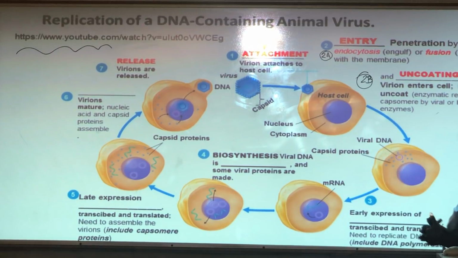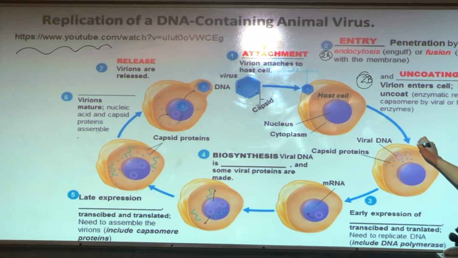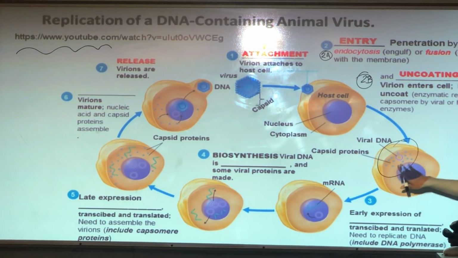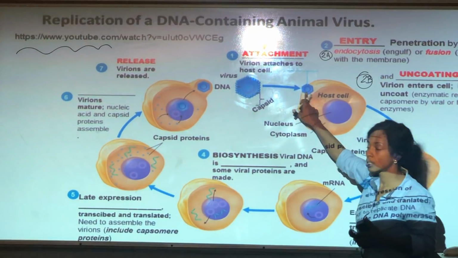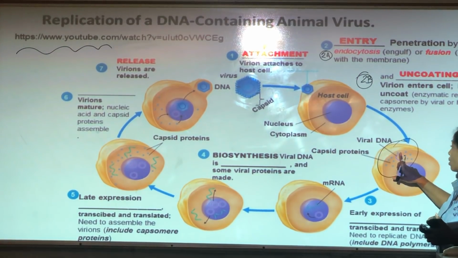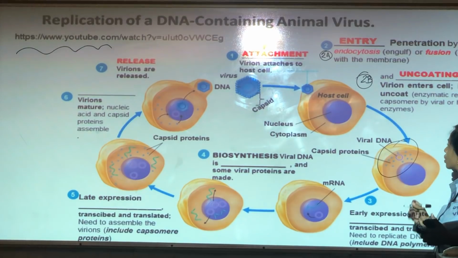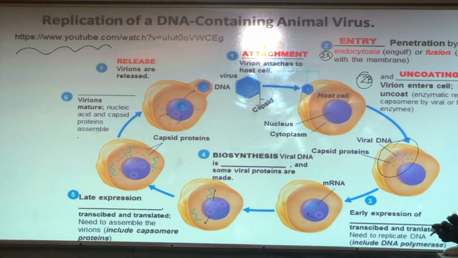So what happens in 2B? Uncoating. Once the virus comes inside, it will lose its protein coat, so all the capsomeres are degraded. So here we have our viral particle. This was the virus with the capsid. Now it has lost its capsid, so it can either be degraded by the viral or host enzymes.